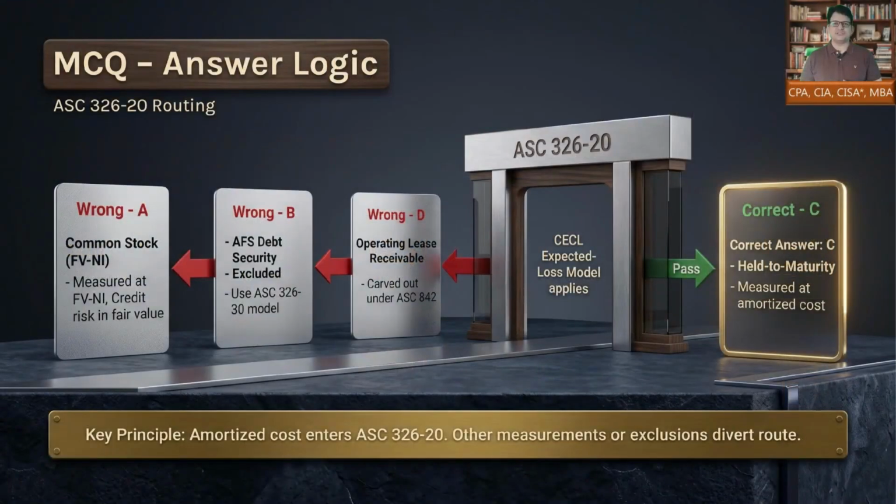The correct answer is C, held to maturity debt security. Held to maturity debt securities are measured at amortized cost, so they enter ASC 326-20 and the CECL expected loss model applies. Option A is wrong because fair value through net income assets are excluded. Option B is wrong because available for sale debt securities use ASC 326-30. Option D is wrong because operating lease receivables under ASC 842 are specifically excluded from ASC 326-20.